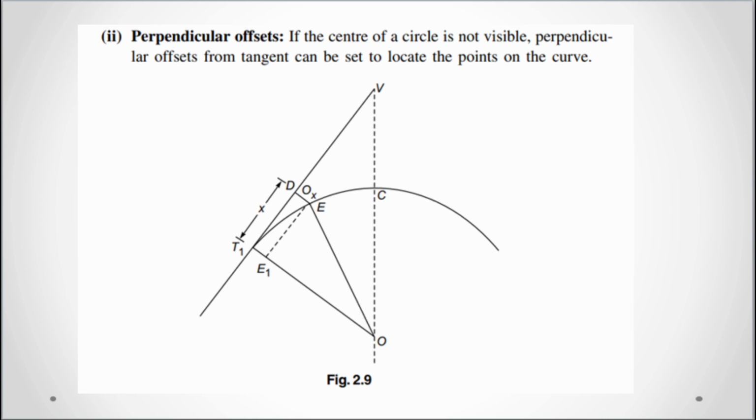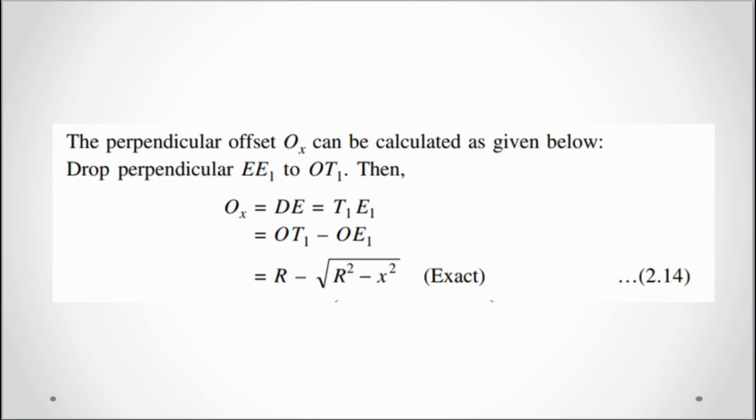Then number 2, here we have the perpendicular offsets. If the center of a circle is not visible, perpendicular offsets from the tangent can be located on the curve. So where the center is not so visible, we can use a perpendicular offset. This is the representation in the diagram. Remember, this diagram is a little bit different. In the other one that was a straight line, and in this case that is not a straight line.